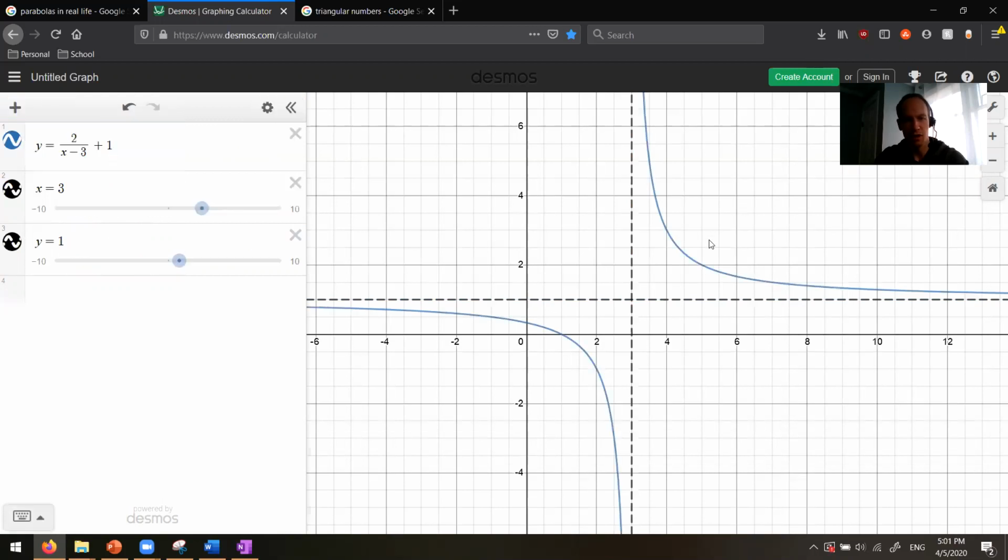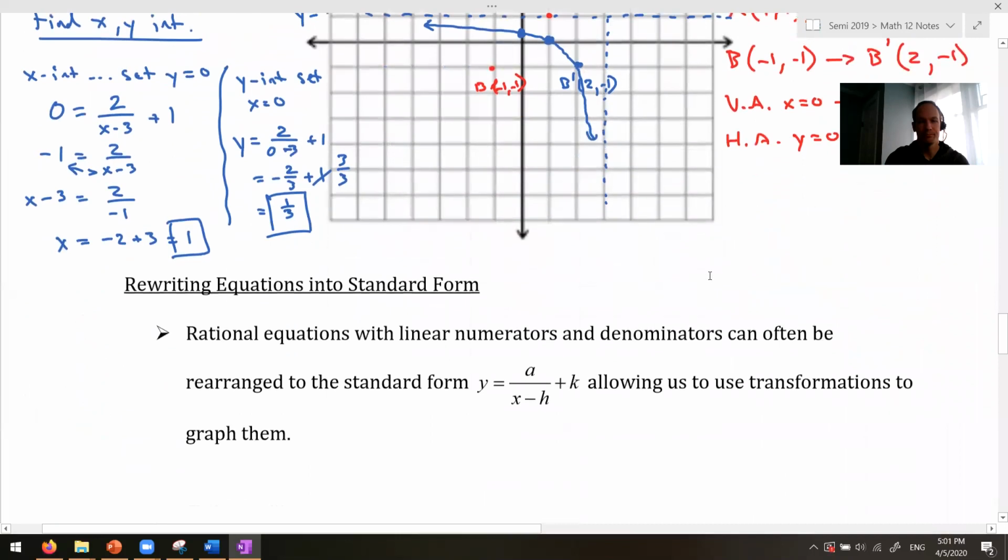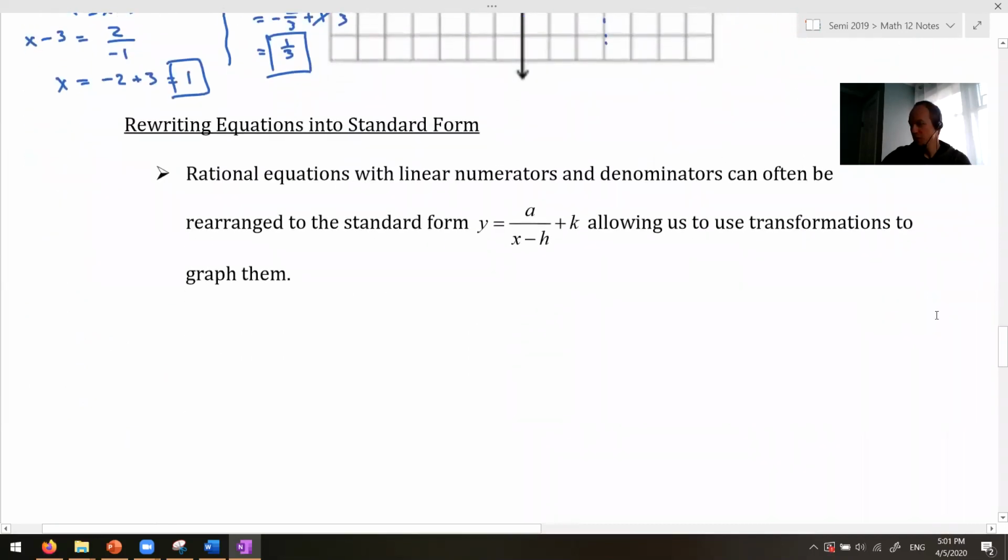Okay, so there's my graph. Does that look like what I did? Yeah, actually pretty good, so I'm pretty happy with it. All right. Okay, there's actually another trick you can use here.